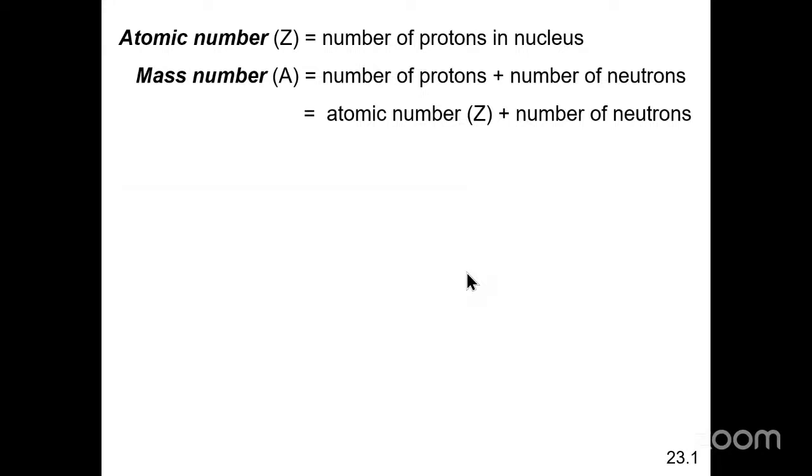Namely, the mass number of an element, which would be the sum of the number of protons and neutrons, and the atomic number, which would be the number of protons in the nucleus of an atom. These are important because these deal with the particles that are in the nucleus.